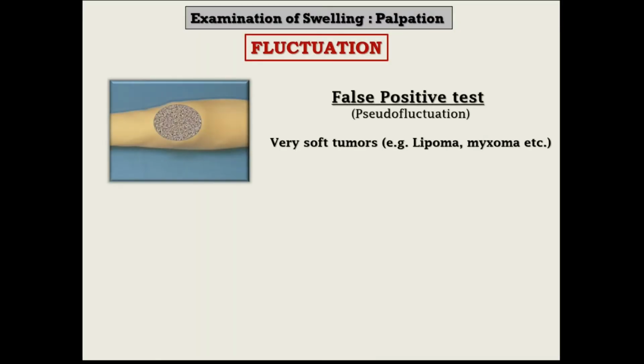Now let us see some interesting examples of false positive fluctuation test. That means there is no fluid inside the swelling, but still the test is positive. This can happen in case of very soft tumors like lipoma and myxoma, because our fat at body temperature behaves like a fluid, and that is why this type of fluctuation test is called pseudo fluctuation. So in case of a pure lipoma, you will feel a positive fluctuation test, but there is no fluid inside. And if you aspirate by a syringe and needle, there will be a dry tap.